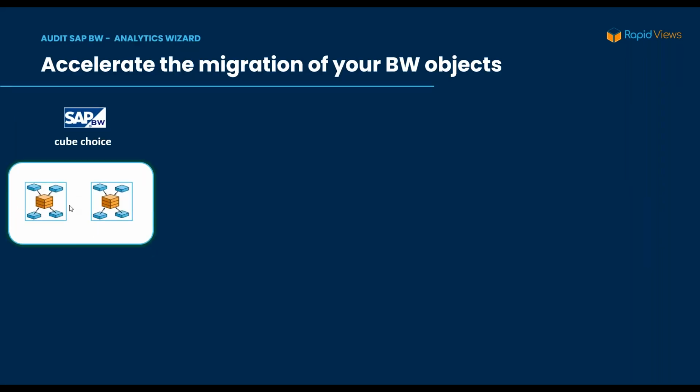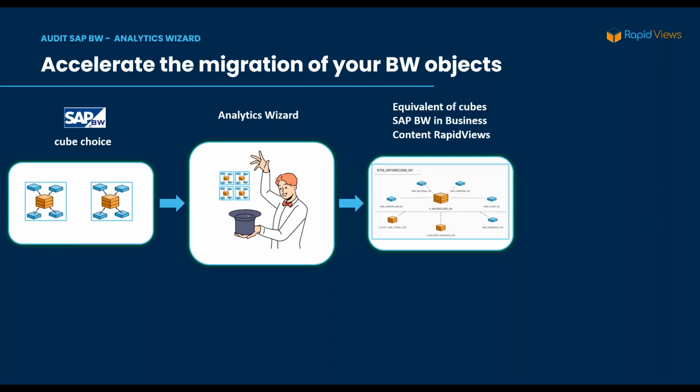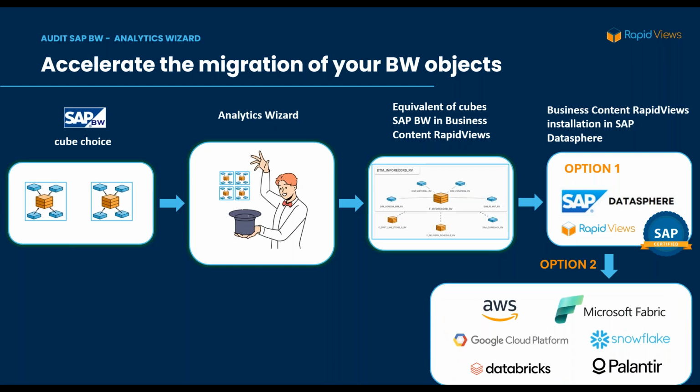So, I want to migrate my BW objects. The first step is to connect the customer's BW system to the BI Smart Repository, integrate all the customer's content in our BI Smart Repository, use the analytics wizard from one cube or another cube, search and find the most perfect equivalent of the cube in the business content rapid use from DataSphere, install the right content in SAP DataSphere, and after, the customer can use option 1, SAP DataSphere, to extract information and connect a BI reporting tool to give end users the possibility to perform analysis, or the customer can decide to go with option 2, on another data warehouse system like Amazon, Google, Snowflake, Microsoft.